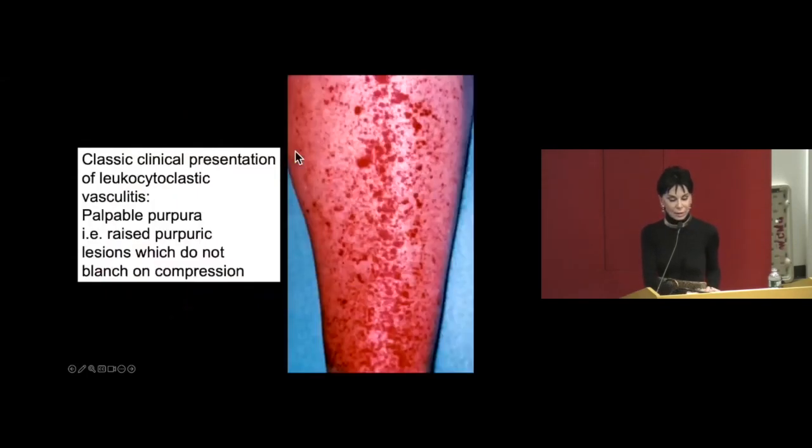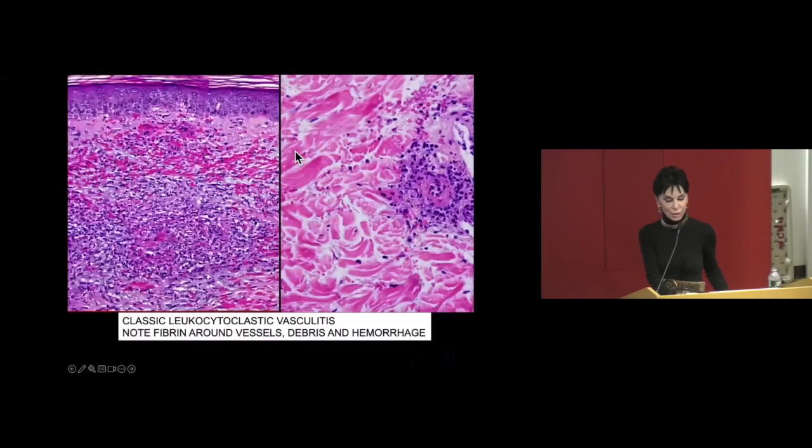So here we have a classic presentation, palpable purpura, where you have raised purpuric lesions which do not blanch on compression. As I was mentioning, the vessels that are targeted are capillaries and venules. They will show evidence of vascular compromise with abundant red cell extravasation. When you have endothelial cell injury, you activate the clotting pathway, generate fibrin, which is entrapped in the wall and also found in the vascular lumens.